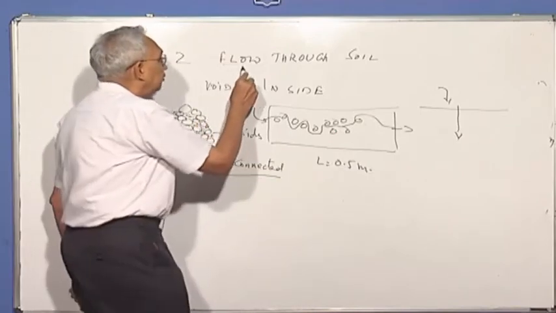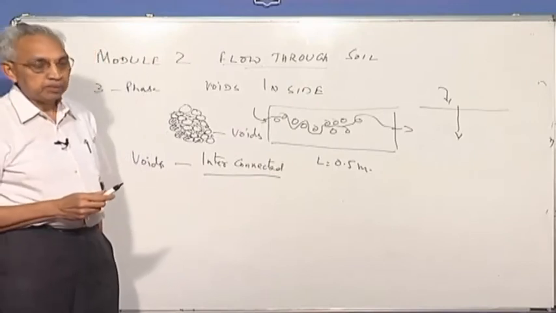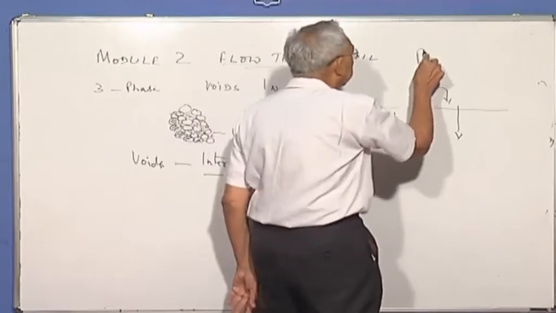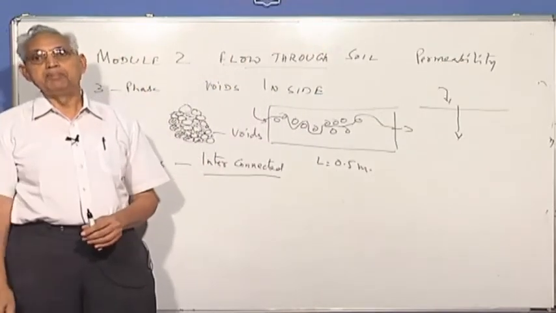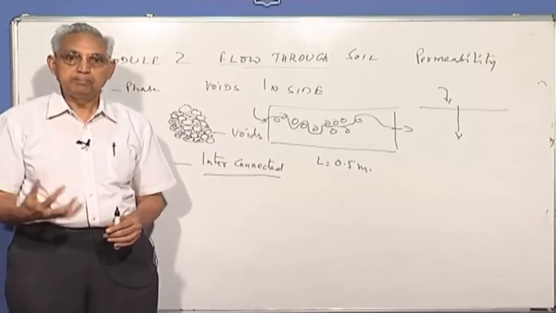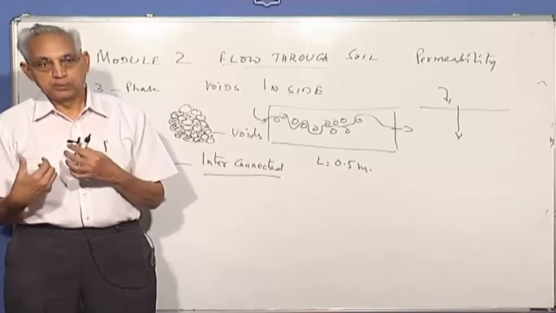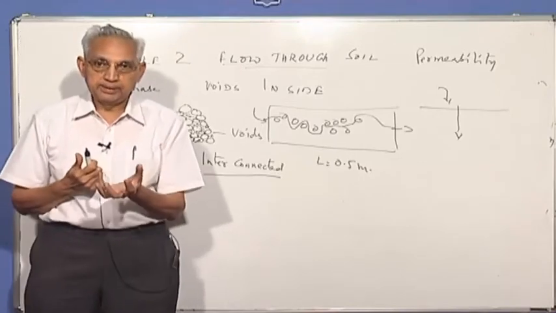So that phenomenon we can say is flow through soil. And the property that characterizes it is defined as permeability. You know the term, a material is supposed to be permeable. When you say permeable, it has a facility for water or any fluid to go through it. One example in the house would be if you have a sponge.